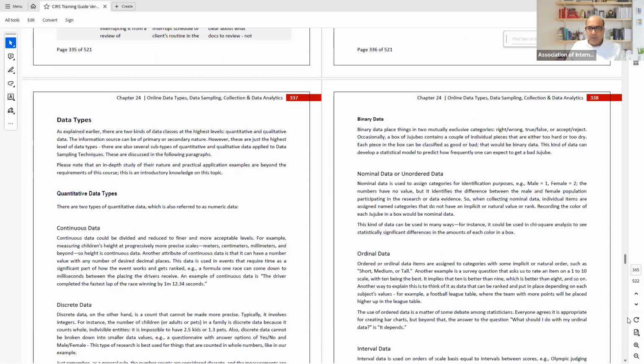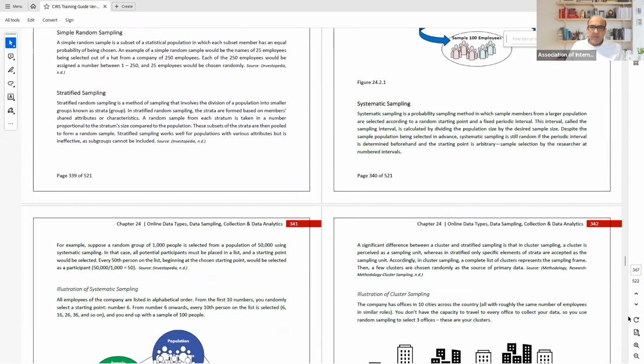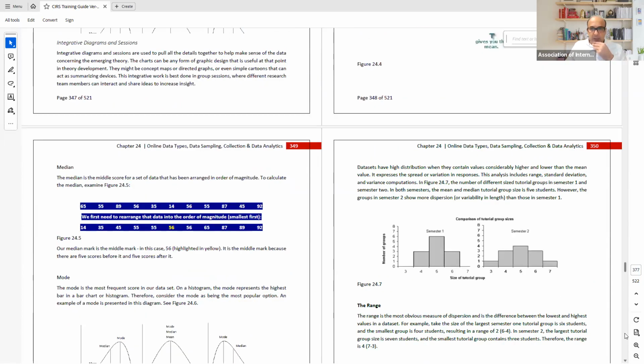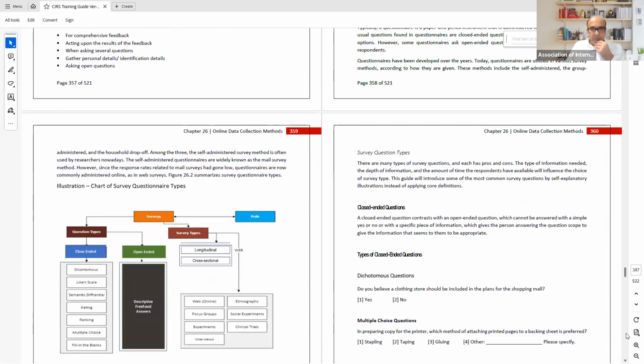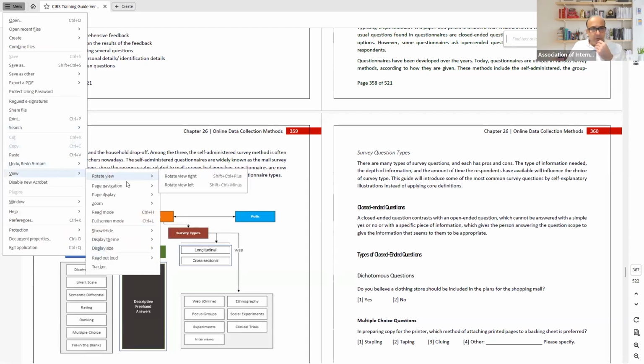We've done this. Next is, and by the way, let's just look at the type of questionnaires in the surveys. I just want to finish that too. Where is the surveys? So let me open this as a single page, and I'll do it from the book.